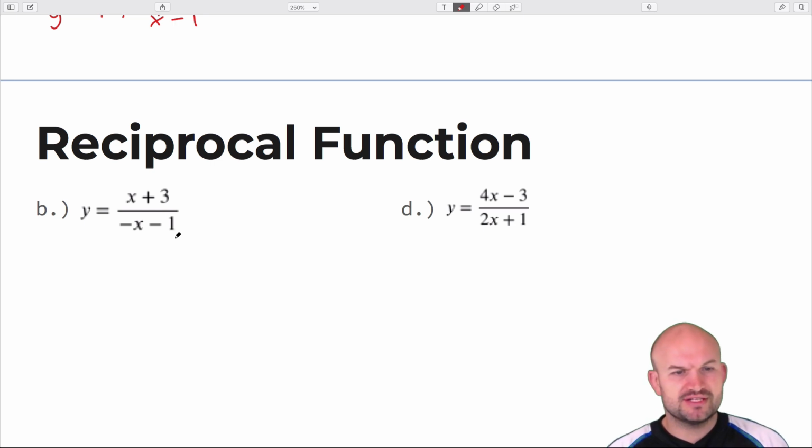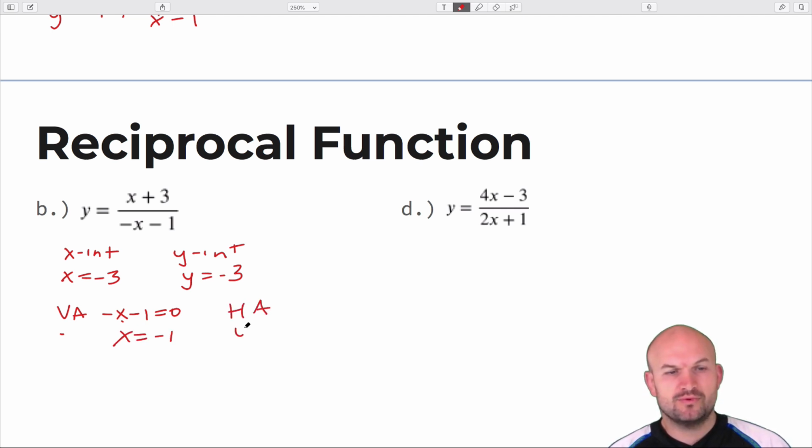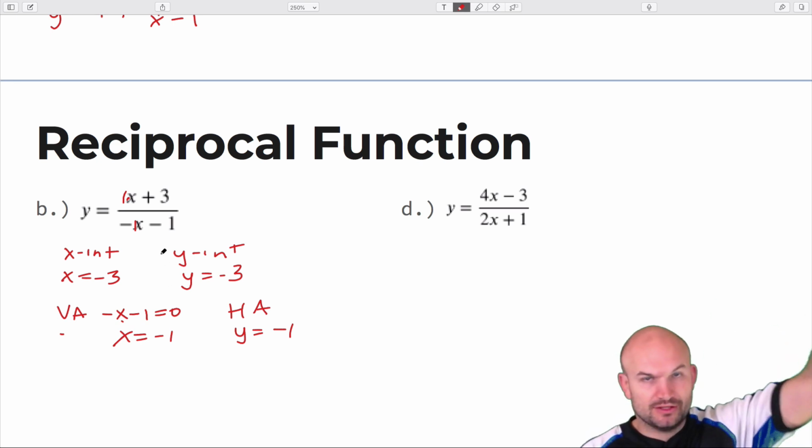All right, so in this one, again, the x-intercept here is going to be x equals -3. Y-intercept is going to be y is equal to -3. Vertical asymptote. This one sometimes, again, students will make mistakes, so I'm just going to set it equal to 0. -x minus 1 equals 0. Add 1, divide by 1. x equals -1. Horizontal asymptote, y is equal to -1, because really that's a 1 over a -1, right? And again, remember, we're just finding those reciprocals there.